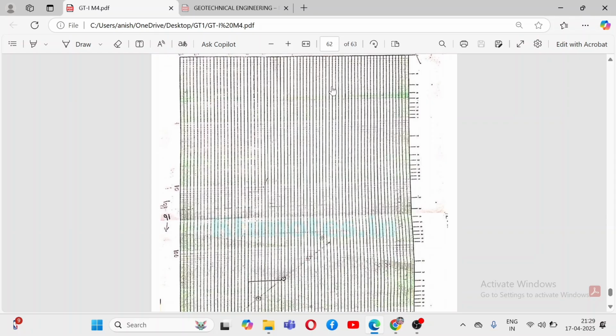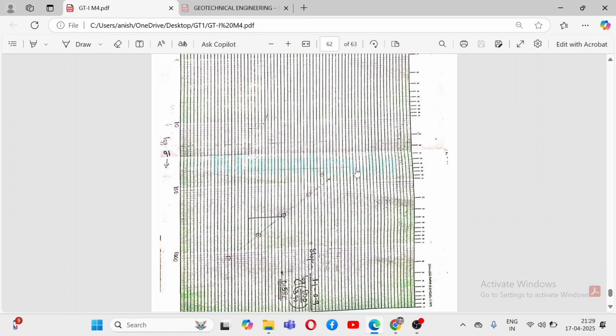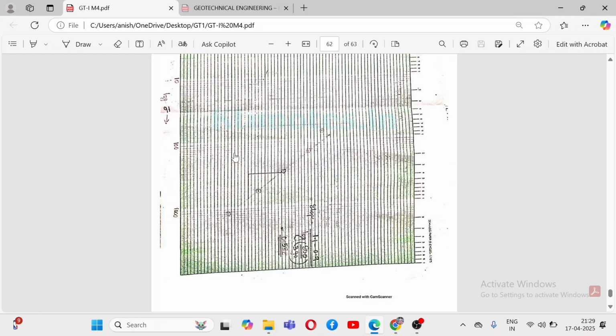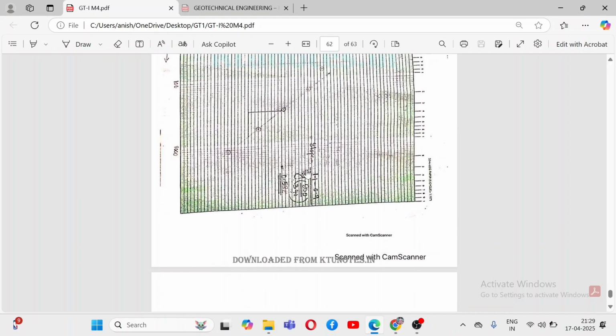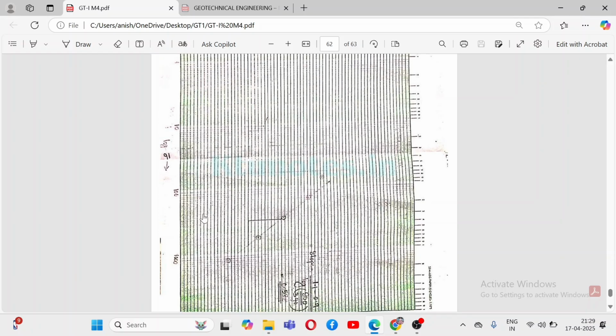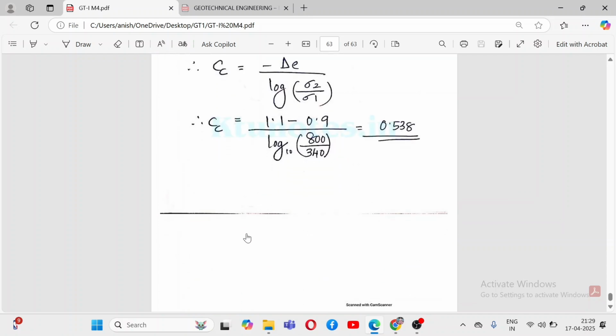So you take the graph and plot log effective stress against e. You plot the graph here and you take two random values. As it is a slope, you can take two random corresponding values. So here it is 1.1 corresponding for delta e, 1.1 minus 0.1, and then log to the base 10 of the corresponding effective stresses. You take somewhere here, 900 divided by 340, and the corresponding values are somewhere here. You directly substitute and you will get a value. That's it.